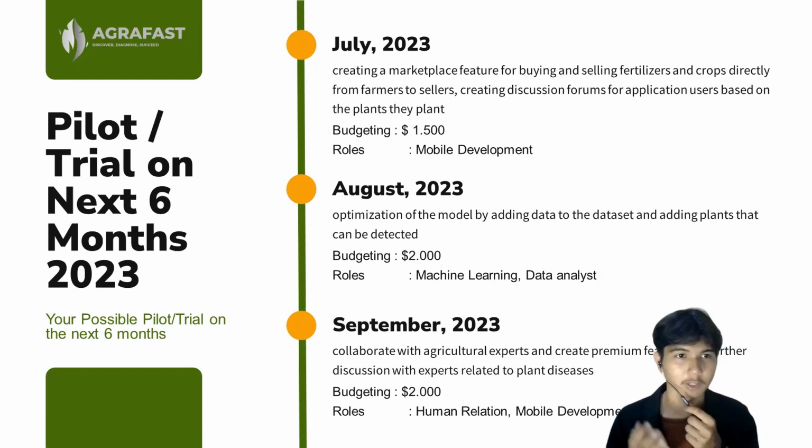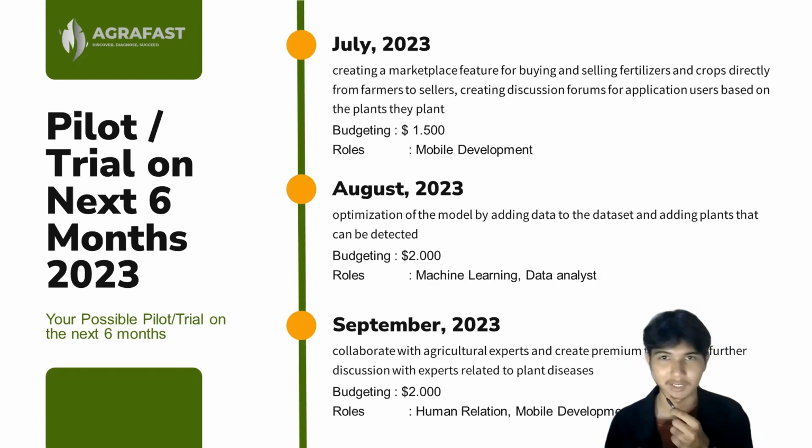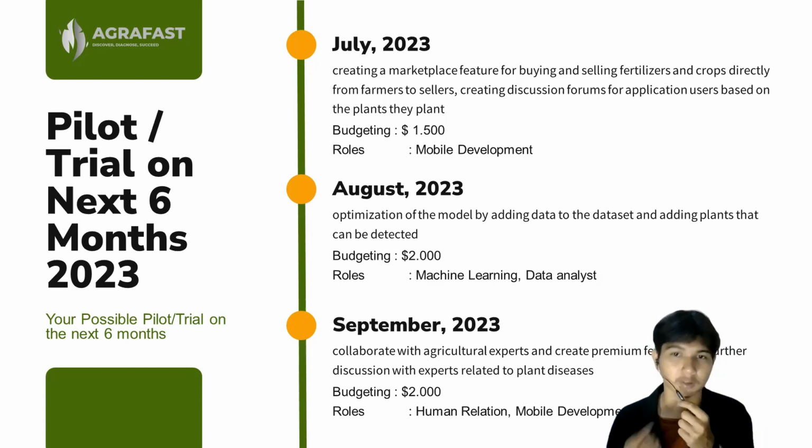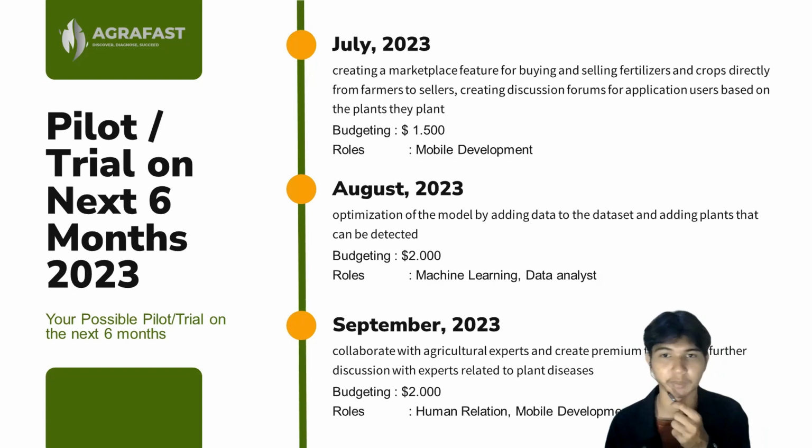Okay, now the pilot or trial plan for next months in 2023. In July, development of our marketplace for direct buying and selling of fertilizer and crops. Budget $1,500 for the mobile development role. In August, optimizing the model by expanding the dataset and improving the detectability of various plants. Budget $2,000 for machine learning and data analysis roles.